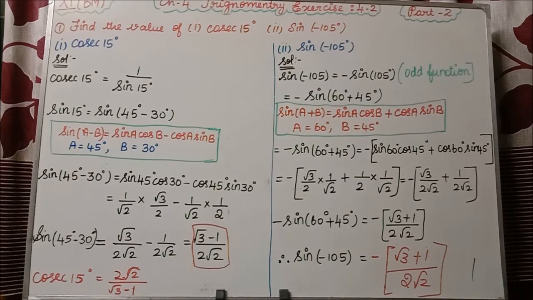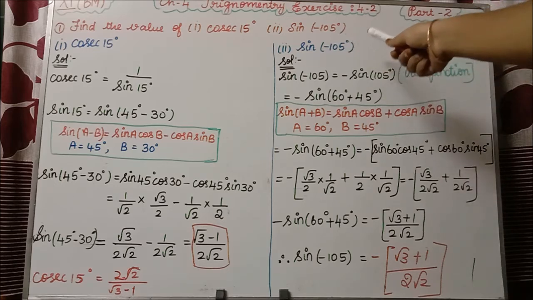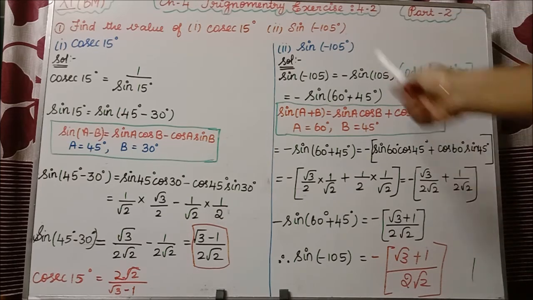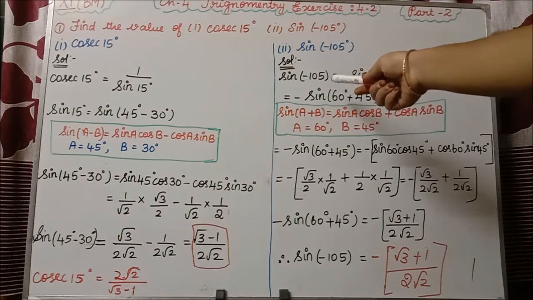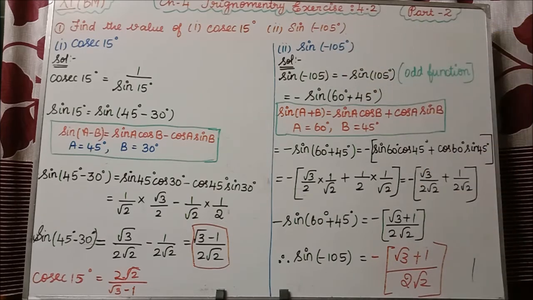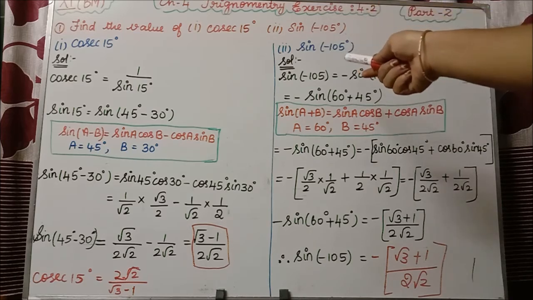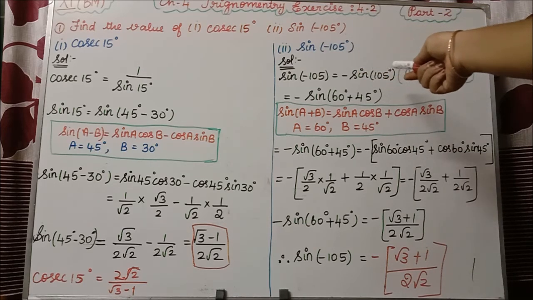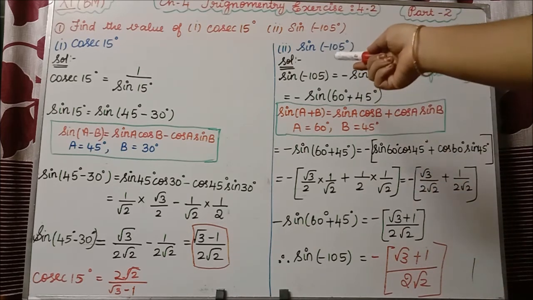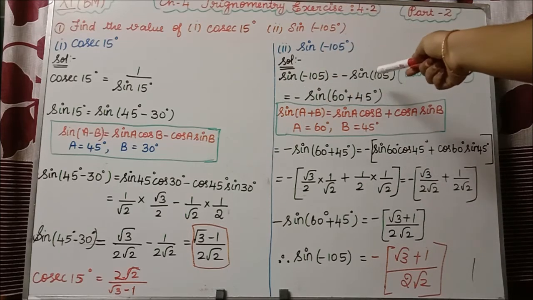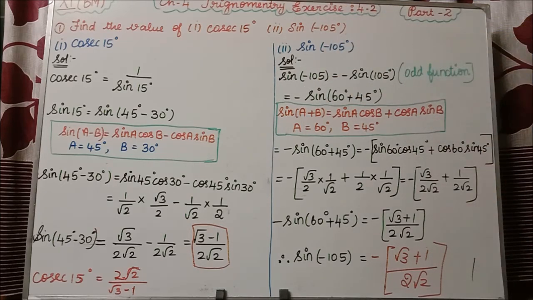Next we will see the second subdivision. See the second subdivision, sine minus 105 degree. Okay, now sine minus 105 degree is what? Sine is what function? It is an odd function, isn't it? So sine of minus theta, how can we write? Minus sine theta we can write. That minus will come outside. So minus sine 105 degree I have written.